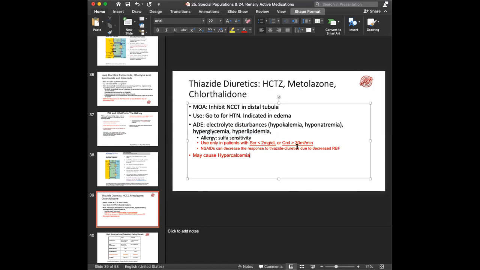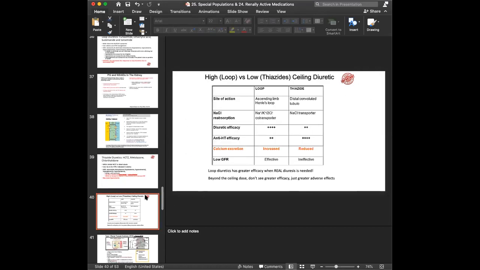Only used if a patient has a serum creatinine less than 2 or a creatinine clearance of greater than 30. Again, NSAIDs can reduce their use due to that decreased renal blood flow. So looking at this calcium excretion, loops get rid of calcium, so that means that we've got hypocalcemia, and then thiazides have reduced excretion of calcium, so we'll have hypercalcemia.